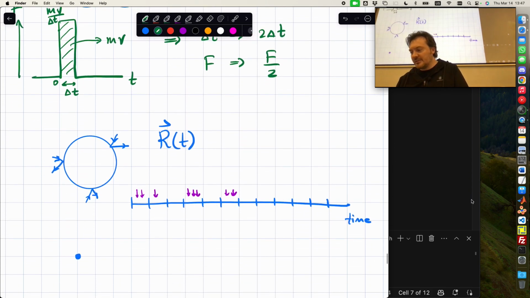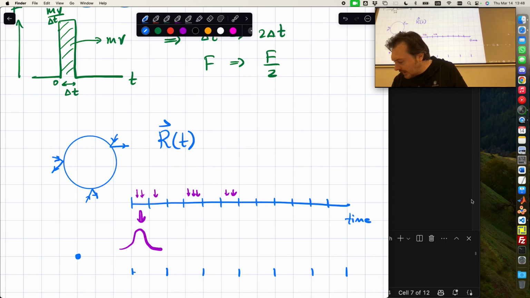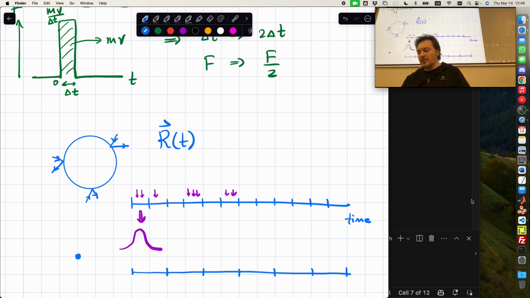In here, it's a different story. It's Gaussian. There are a bunch of impulses coming from all over the place. And the impulses will create a Gaussian, right? So there is an impulse Gaussian here. But what if I start summing up? What if I take delta t to 2 delta t? What happens to this impulse Gaussian?